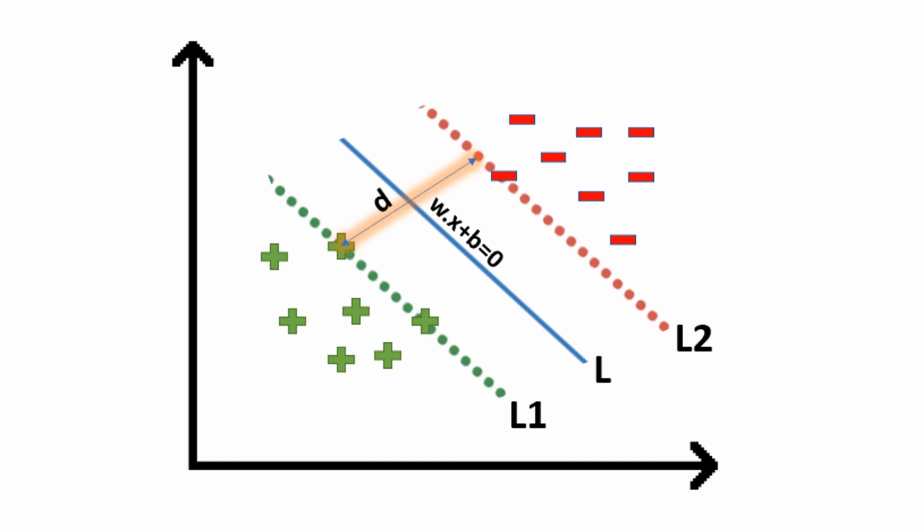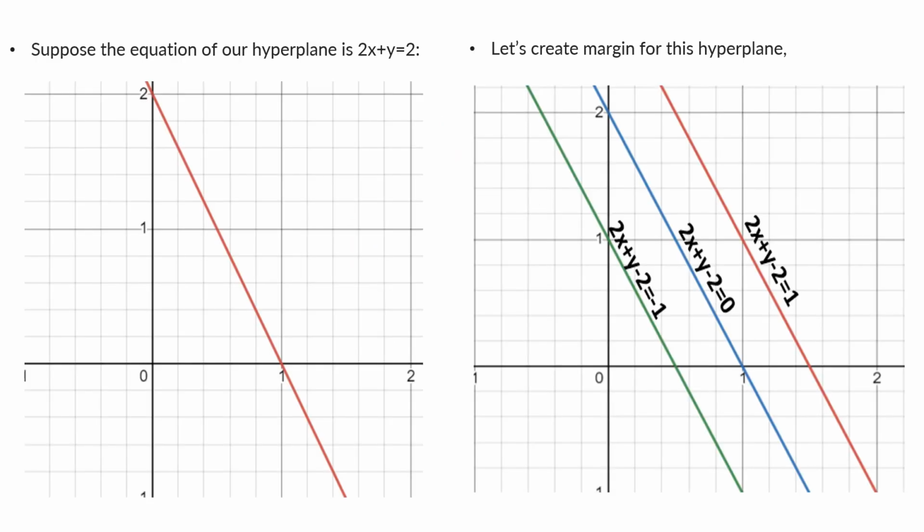One, we want our plane to have equal distance from both the classes, which means L should pass through the center of L1 and L2. That's why we take equal magnitude. Let's say the equation of our hyperplane is 2x plus y equals 2. We observe that even if we multiply the whole equation by some other number, the line doesn't change. Hence, for mathematical convenience, we take it as 1.